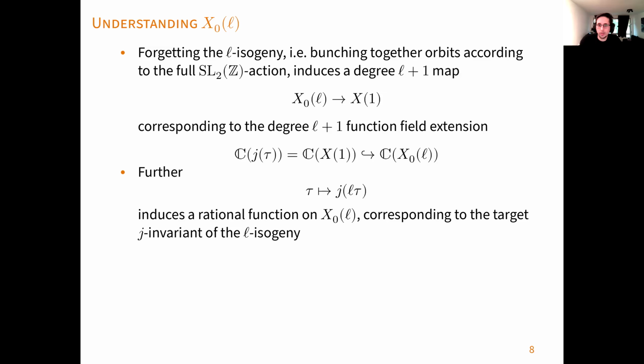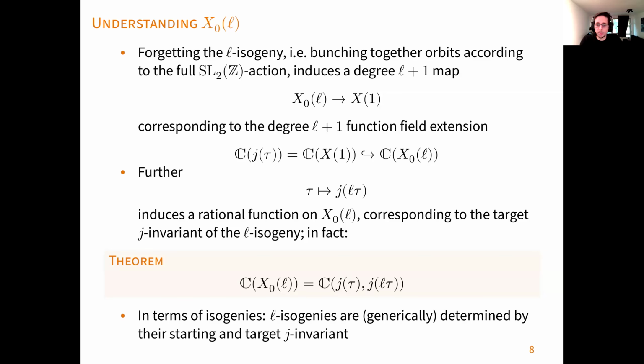Now, this is another rational function, and in fact, similar to the X1 case, we actually have identified all rational functions with this. Namely, the rational function field of X0L is generated by just the j-invariant of tau and the j-invariant function of L tau. So we have these two j-invariants, so this is nice, and now we actually have everything set up to define the classical modular polynomial. But before that, one more comment on how to understand the statement in terms of isogenies.